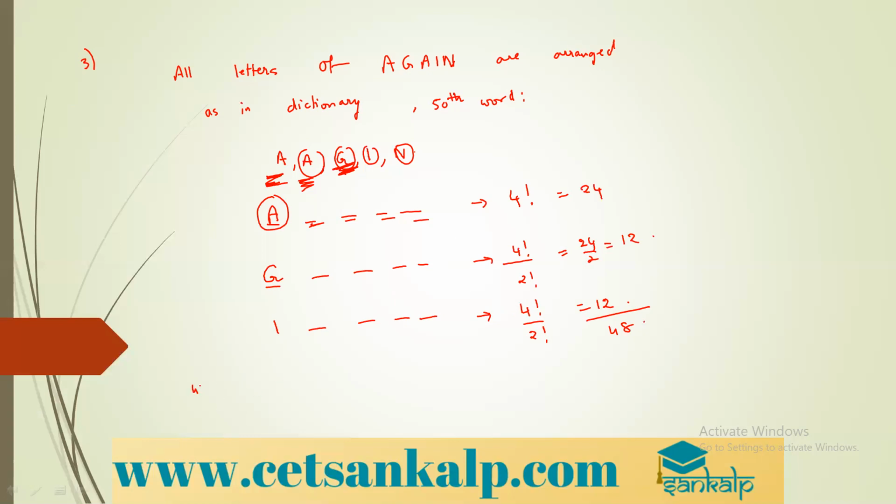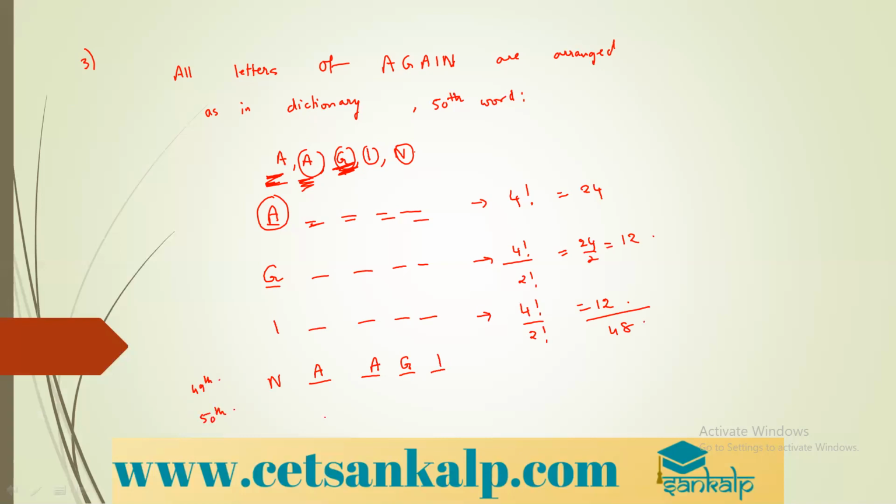So the 49th word will start with N. Start with N means next it has to take A. After N, A should come. And after A, again A should come. After A, G should come. And after G, I should come. So this is the 49th word.